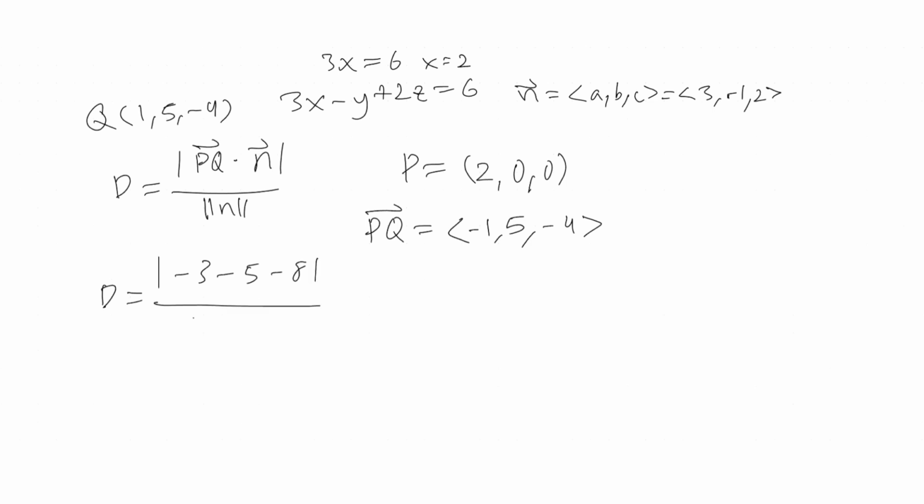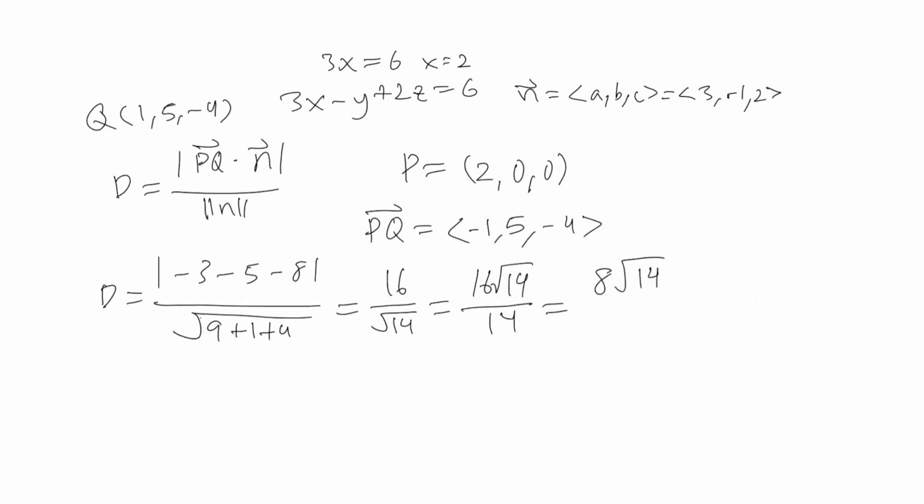The magnitude is the square root of a squared plus b squared plus c squared. That's going to be the square root of 9 plus 1 plus 4. This is going to give us 16 over root 14. If we want to rationalize this, we move the square root to the top and have a 14 on the bottom, and then we can cancel out the 2's. So it's going to be 8 root 14 over 7. So that's our first answer.